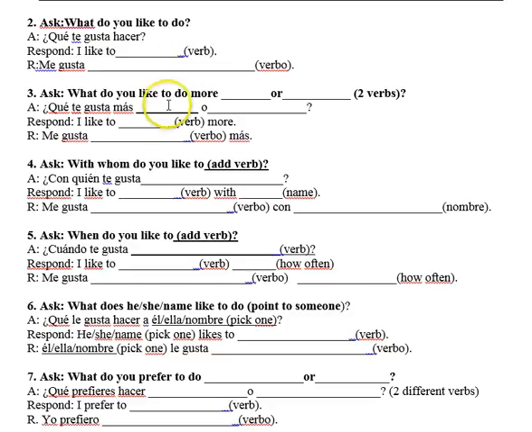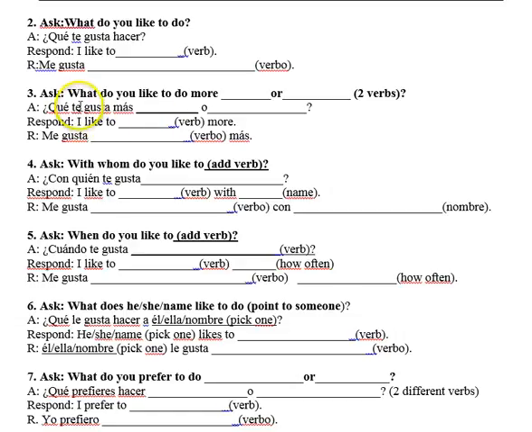Next, we're going to go to number 3. It says, what do you like to do more, blank or blank? And again, we're going to choose two different verbs. So what you have to do is look at your Unit 3 vocab. You do not have to use the same things from number two, but you can.